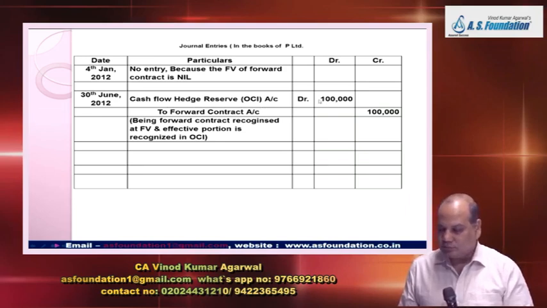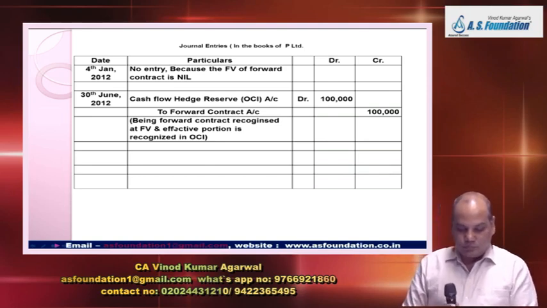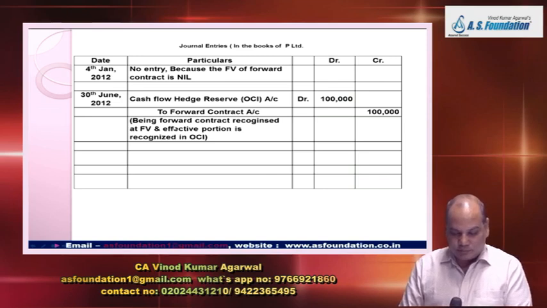1 lakh. This is a loss. So my reserve account will become negative 1 lakh. This is a negative reserve. And to forward contract 1 lakh. Or you can write to derivative contract 1 lakh. Narration being forward contract.